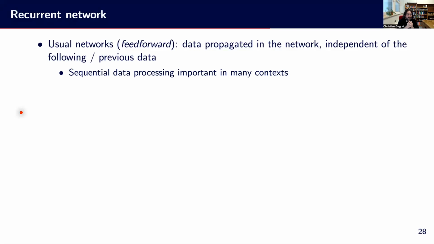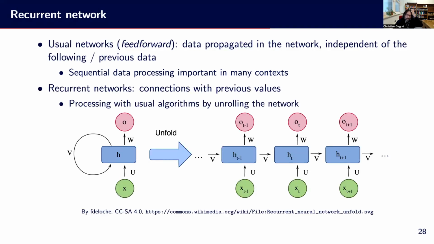But in some cases, the notion of sequential data is important. We may have to deal with a sequence of data, and the order in which we see the sequence may be quite useful and important for the task we want to achieve. And for that, I would say the classical model is what we call recurrent networks. Recurrent networks are networks where we have recurrent connections between the previous and the current steps in the sequence. And so this is different.